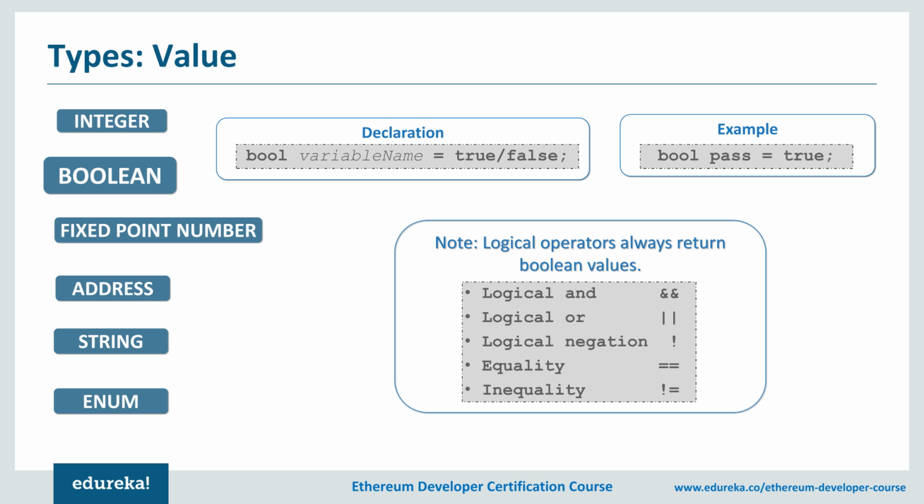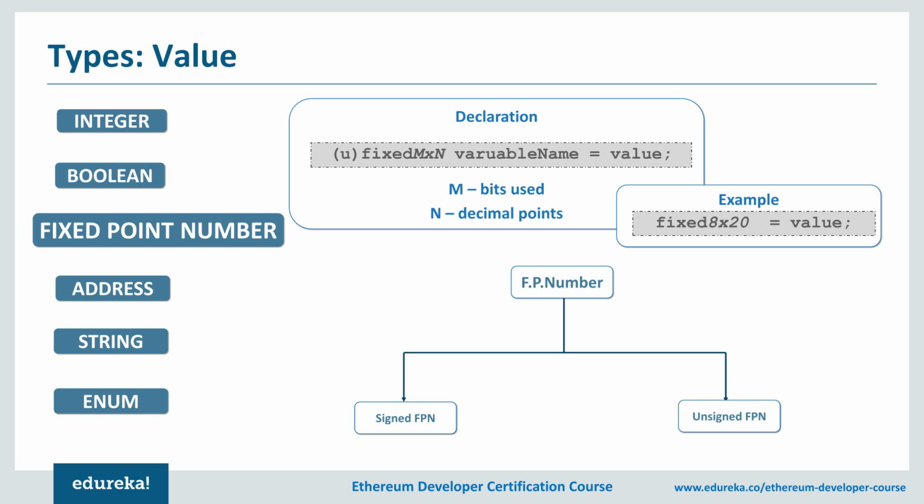Also, if you all remember, I had told you all that logical operators always return Boolean values. So things like logical and, logical or, even negation and equality and inequality all return Boolean values. So next on our list is fixed point numbers.